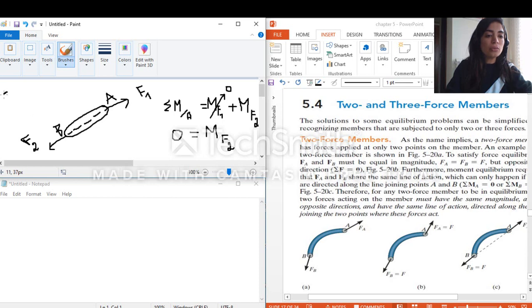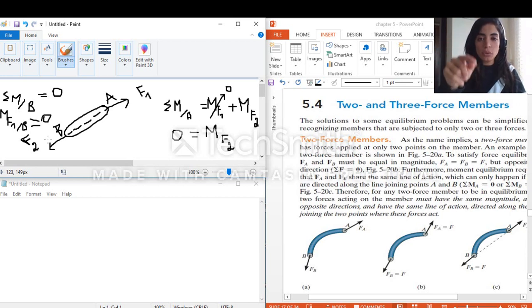So the sum of moments around B is also equal to 0. I know, guys, from equilibrium that the sum of moments around any arbitrary point should be equal to 0 to satisfy the equilibrium. So the sum of moments around B being equal to 0 means also that the moment of F1 around B should be equal to 0, because the moment of F2 is already 0, F2 is passing through B. So what does this mean? This means that F1 should also pass by B, and this means that F1 and F2 have the same line of action.